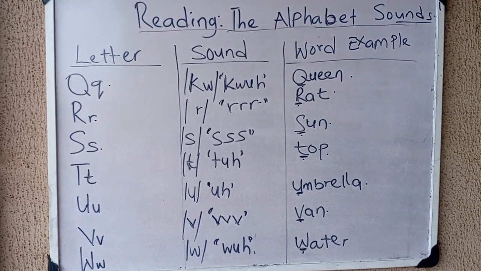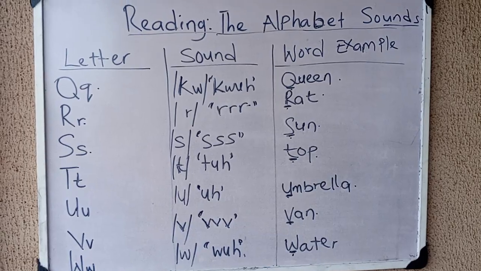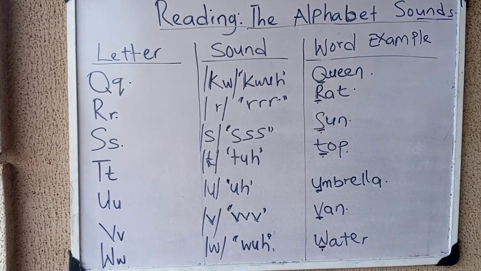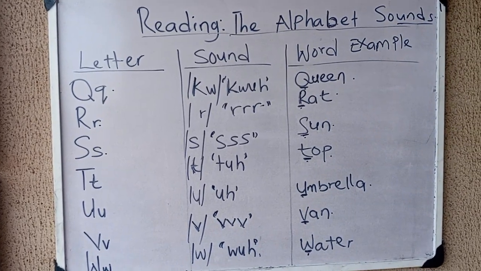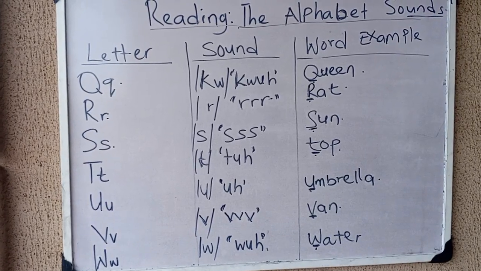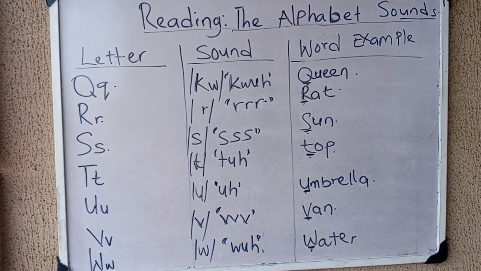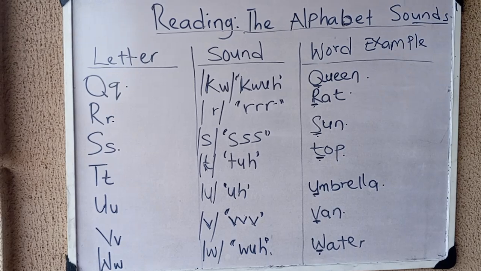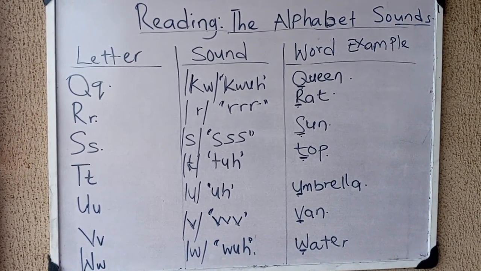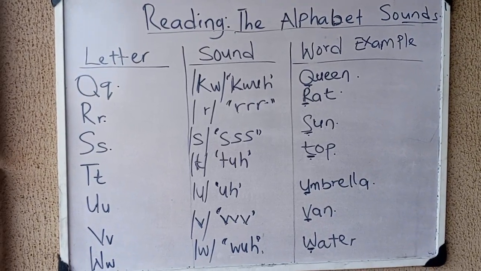Okay, so your assignment is to identify two words each with the Q sound, the R sound, and the S sound. All right. So do that, and let's have it in the comment section.